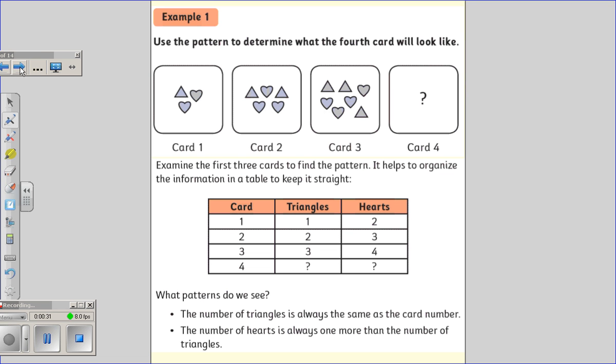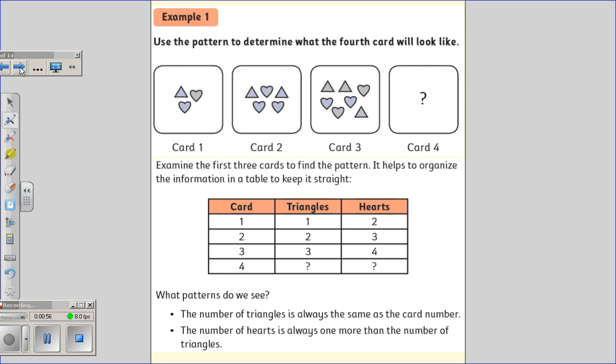Here's one example. There is a pattern. We have card 1 with some hearts and a triangle. Card 2 also has hearts and triangles, but they have more of them. Card 3 also has triangles and hearts, but there is even more. So we need to figure out what's going to be on card 4. Well, let's make a table to help us organize all this data, and maybe we'll see a pattern.